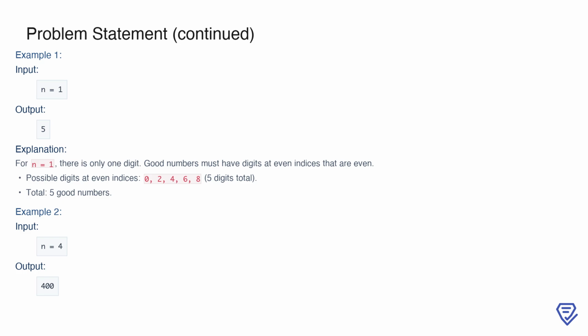Another example is when n equals 4. Here, the digits alternate between even and odd indices. The even indexed positions, 0 and 2, can each take one of 5 possible even digits. Similarly, the odd indexed positions, 1 and 3, can each take one of 4 possible prime digits, which are 2, 3, 5, and 7. Multiplying the number of choices for each index together, we get 5 squared times 4 squared, which equals 400. Hence, the output is 400.